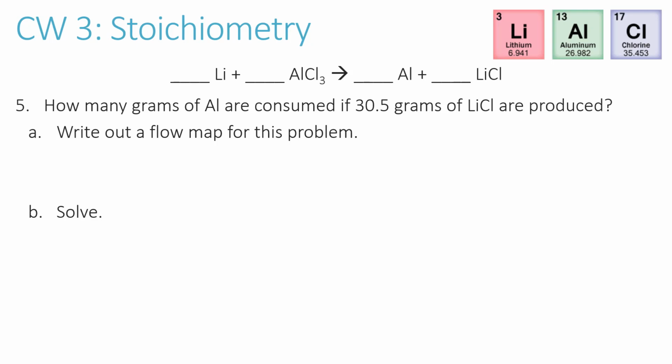The next question is asking you how many grams of aluminum are consumed if 30.5 grams of lithium chloride are produced. So in other words, I'm saying how many grams of aluminum are we going to also make here when we produce this 30.5 grams of lithium chloride. So go ahead and pause the video and take a couple of minutes to work through this problem.